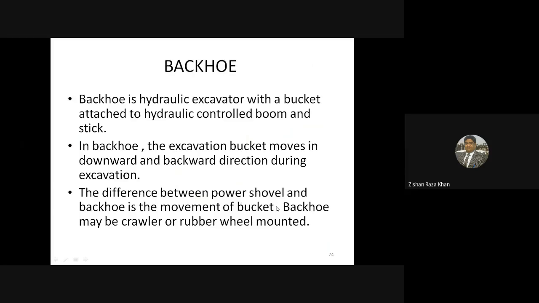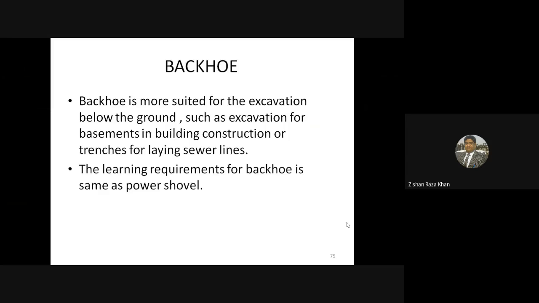The difference between power shovel and backhoe is the movement of the bucket, as discussed here. The backhoe is more suitable for excavation below the ground, as opposed to the front shovel, which works better above the ground, such as excavation for a basement in building construction or trenches for laying sewer lines. The learning requirement for backhoe is the same as power shovel, and because of its working below the ground, it is very popular and very useful for the construction field, because many constructions in the field of city development, road construction, building construction, bridge construction is mostly excavation. In these situations, excavation is mainly done below the ground level.